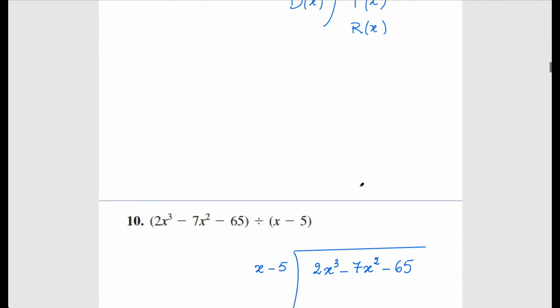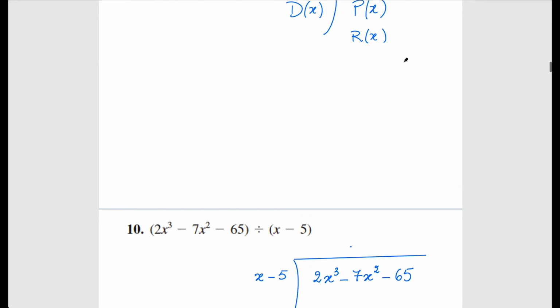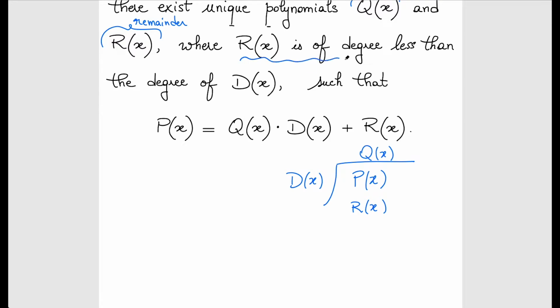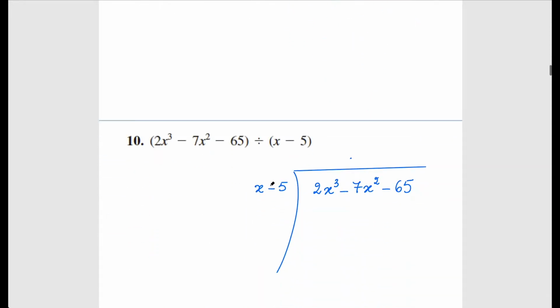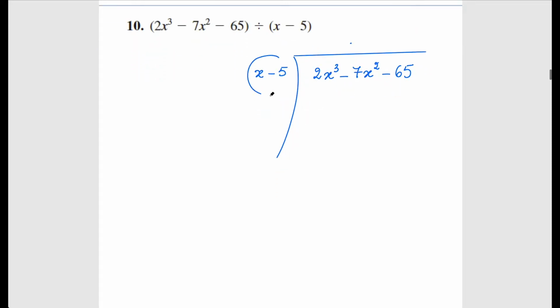And q of x is the guy that's going to be found here. And r of x is the remainder, right? And what do we know about the remainder? The remainder is of degree less than the degree of the divisor. Who's the divisor here? The divisor is x minus 5, right? So what's the degree smaller than the degree of x minus 5? This is of degree what? This is of degree 1, correct?